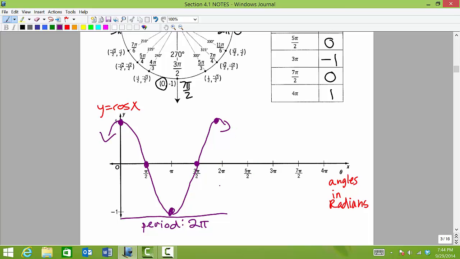And if we keep going, 5 pi over 2 gets us back to 0. 3 pi is a cosine value of minus 1. 7 pi over 2, we're back to 0. And at 4 pi, we come back up to positive 1. So this pattern continues every 2 pi units in both directions.